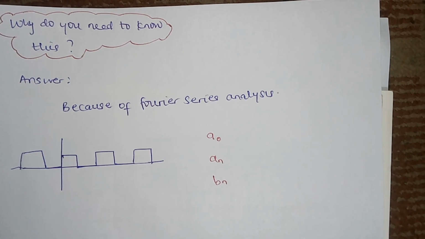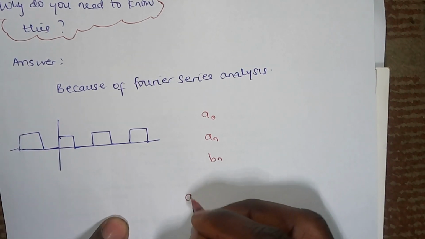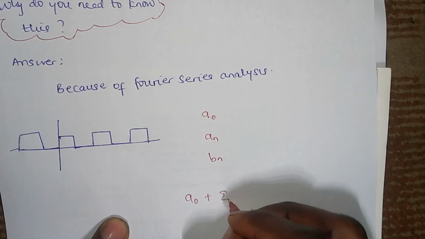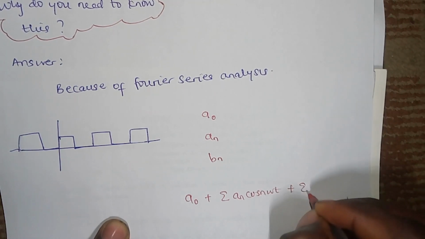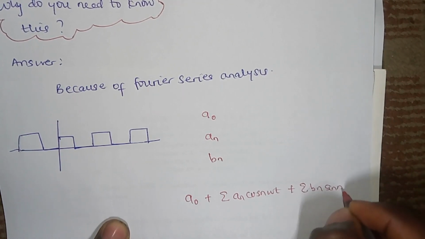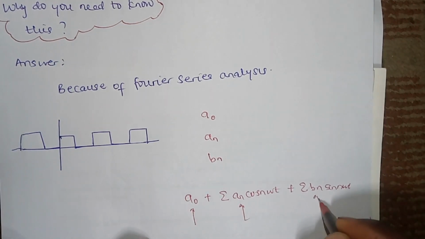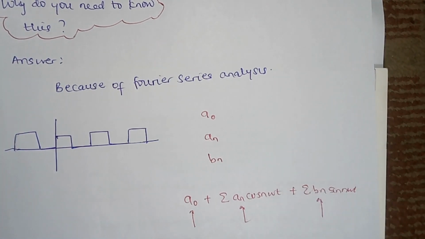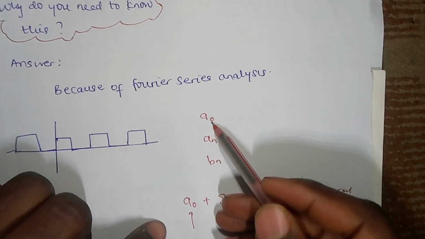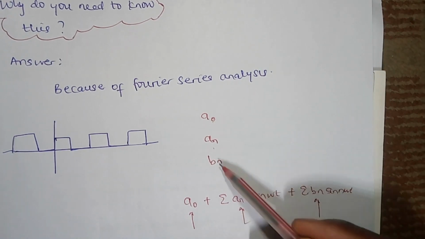Because we already know that a signal can be decomposed using Fourier series, and we end up having A naught plus the summation of An cosine n omega t plus the summation of Bn sine n omega t. So if we can know what A naught, An, and Bn are, we can completely describe the signal in terms of several components. So these are the three constants or coefficients we look for: A naught, An, and Bn.